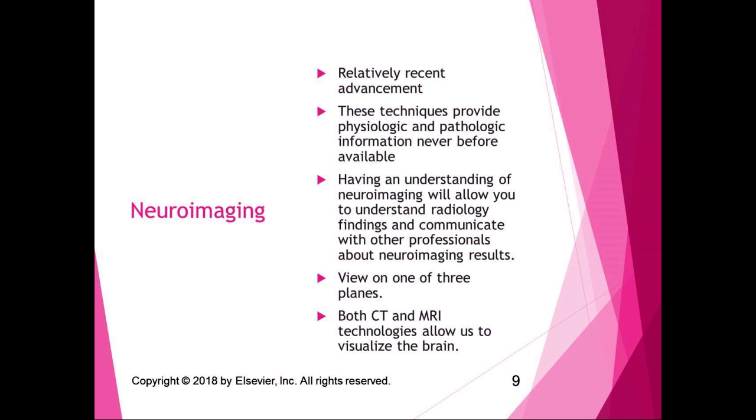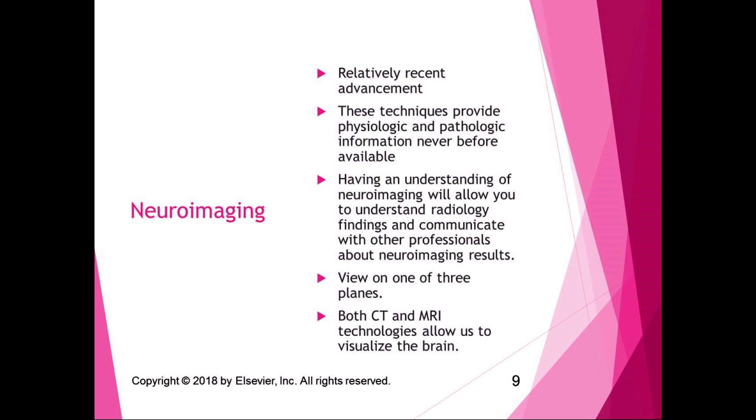We don't really need to know all that much about neuroimaging, except it's a relatively recent advancement. There is information that we can get from neuroimaging that we've never had access to before. The way they used to tell whether a certain area of the brain was involved in any kind of activity was if somebody was injured in that area of the brain and they couldn't do that activity. Well, now they can do functional MRI studies and see what area of the brain lights up when we're in pain, what area of the brain lights up when we're happy, or what area of the brain lights up when we're doing a motor task. So neuroimaging gives us some information that we never had before.